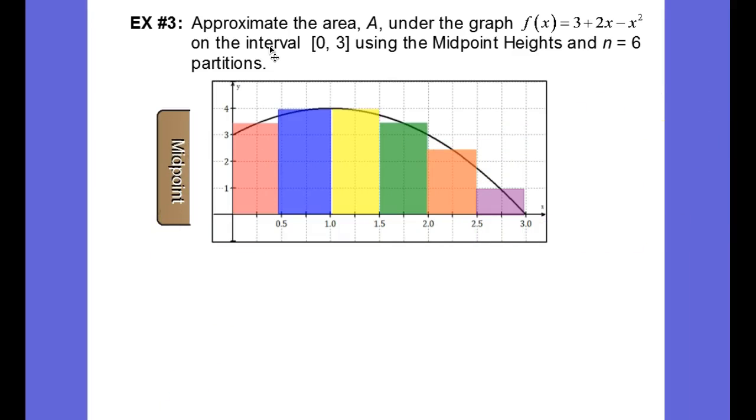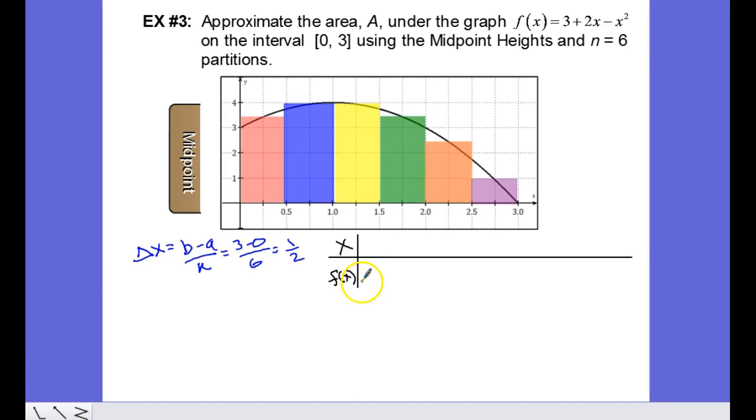And the first thing that we want to do is to determine what our delta x's are. So let's calculate those. Delta x is equal to b minus a over n. b is 3, minus 0, over 6, is equal to 1/2. We're also going to create a t-table just as we've done before for x and f of x values.